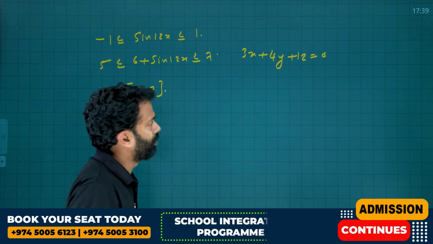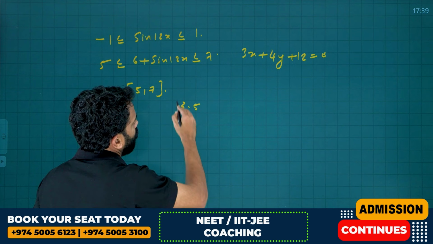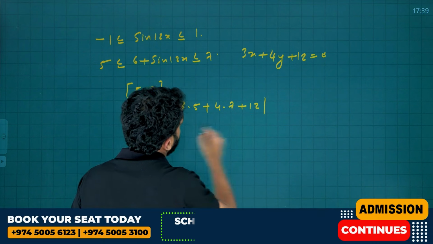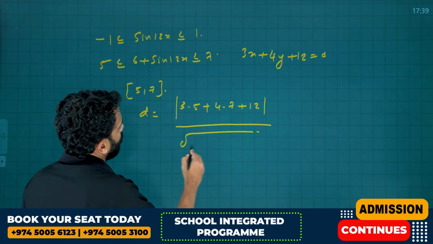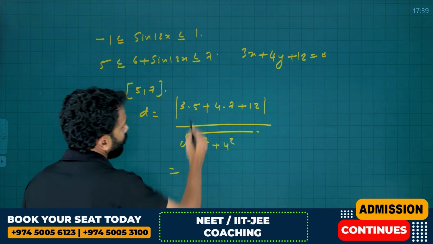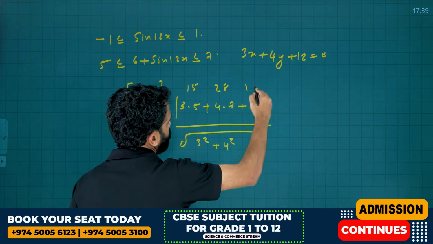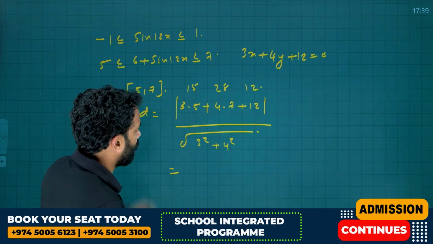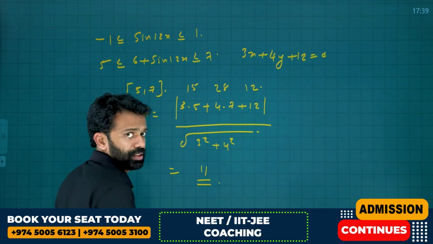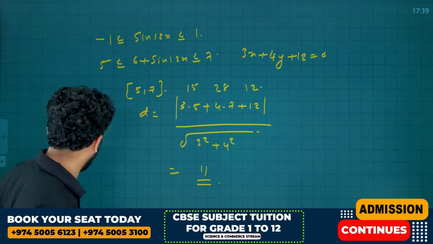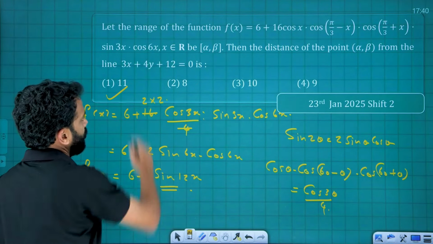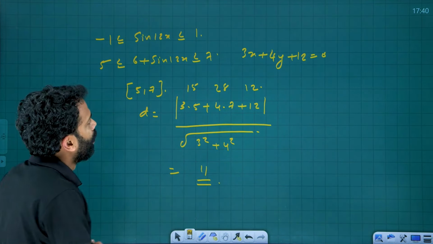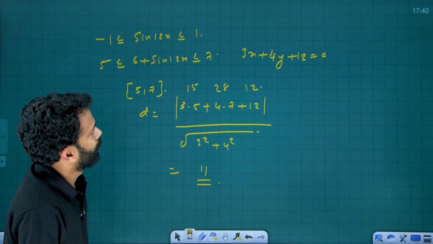So we can use the distance formula from here, that is modulus of 3 into 5 plus 4 into 7 plus 12 divided by root of 3 square plus 4 square. So, this will be 15, this is 28 and this is 12. That is 55 by 5, that is 11 is the final answer for this one. I hope you got the idea here. That is option number 1. This is the correct answer. It was a very easy question. And let's move to the next question.